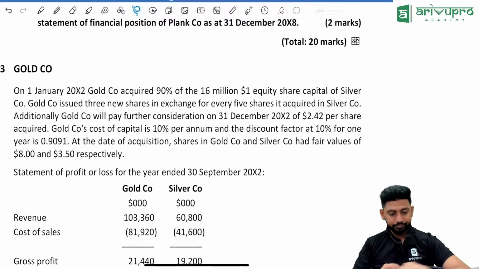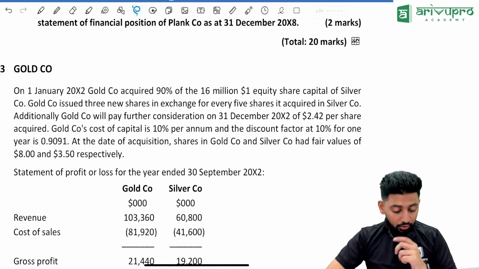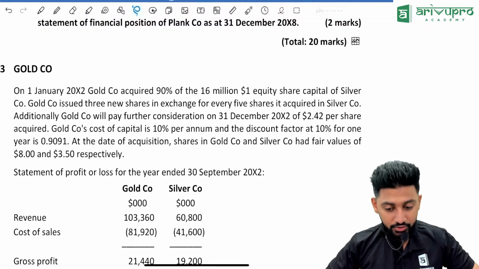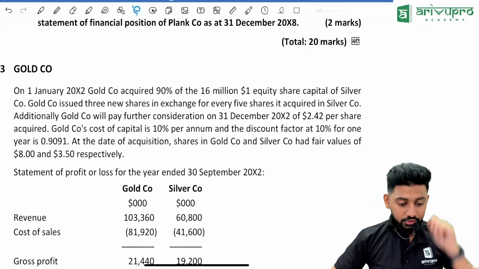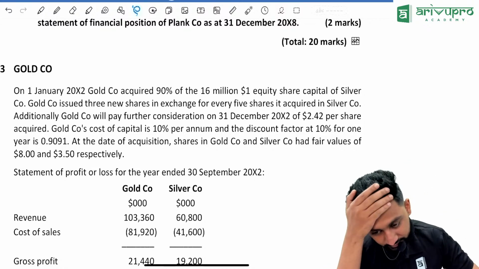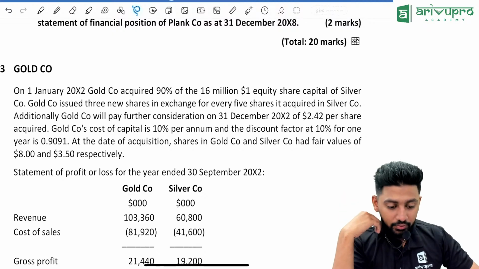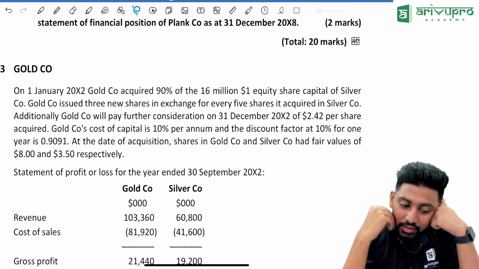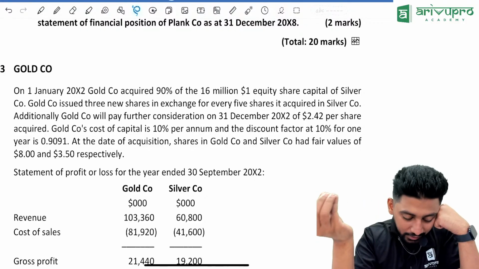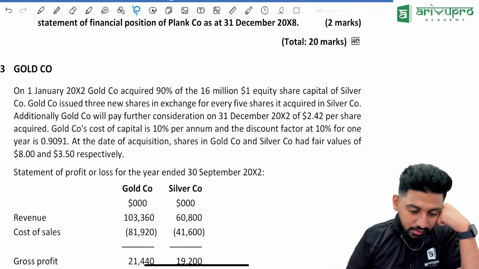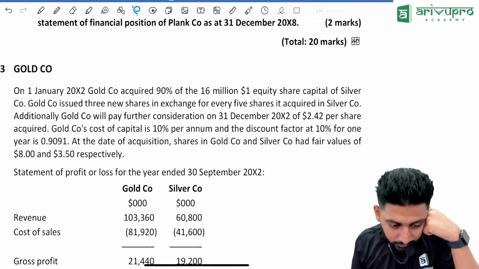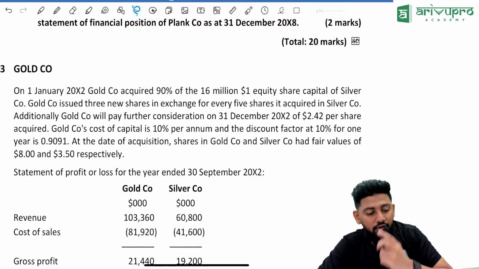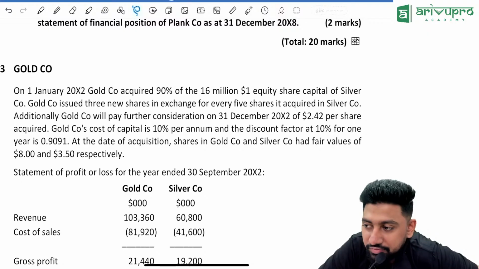Okay, super. On 1st of January 2012, Gold acquired 90% of the $16 million equity share capital of Silver. Gold issued 3 new shares in exchange for every 5 shares it acquired in Silver Co. Additionally, Gold will pay a further consideration on 31st December 2012 of 2.42 per share acquired. Gold's cost of capital is 10% per annum, and the discount factor at 10% for 1 year is 0.9091. As at the date of acquisition, shares in Gold and Silver had a fair value of $8 and $3.5 respectively.